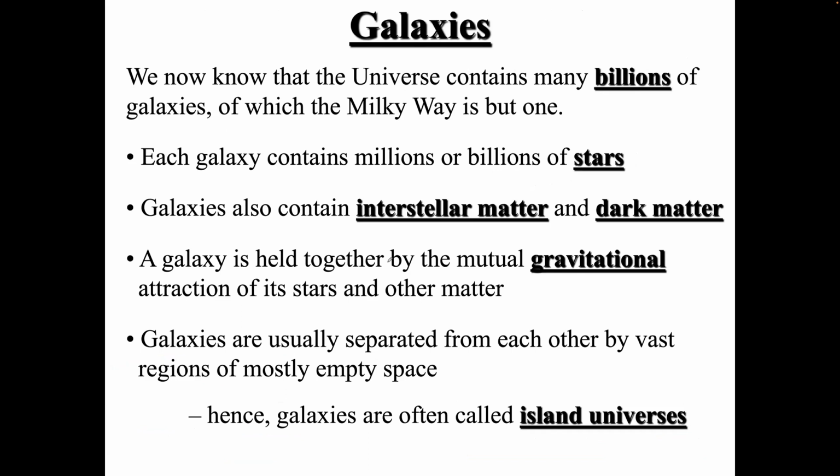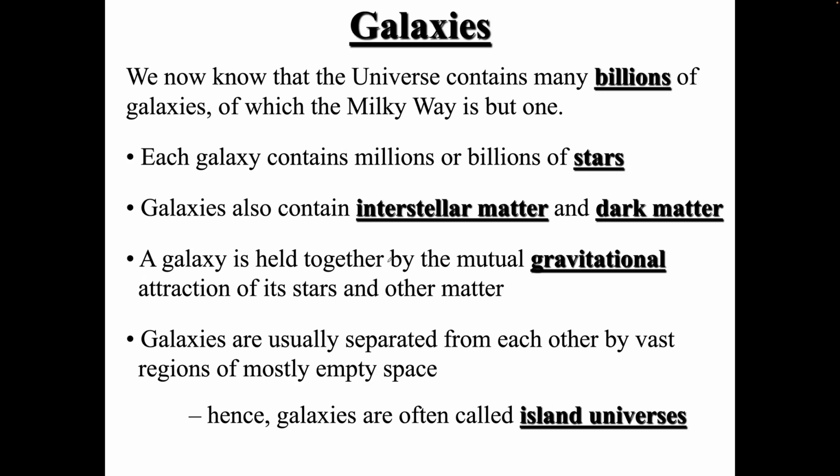Now that was the story of finding the first galaxy, but now we know that the universe contains billions of galaxies, of which the Milky Way is just one, right? Each galaxy contains billions of stars. And apart from that, galaxies also contain interstellar matter and dark matter. Now, interstellar matter we talked about previously. The dark matter, this is the first time that you are seeing this term. You have probably heard about this. So we will talk a little bit more about the dark matter in coming slides.